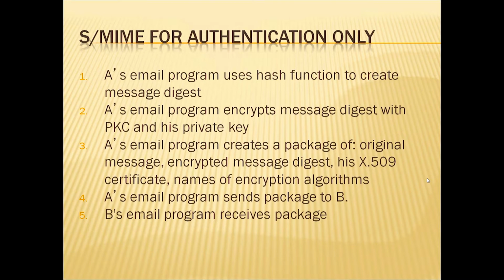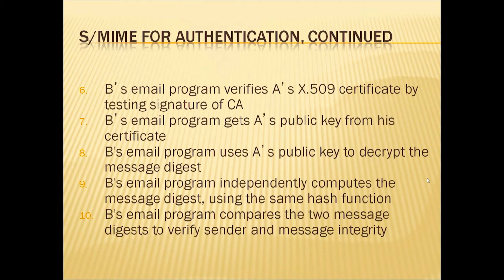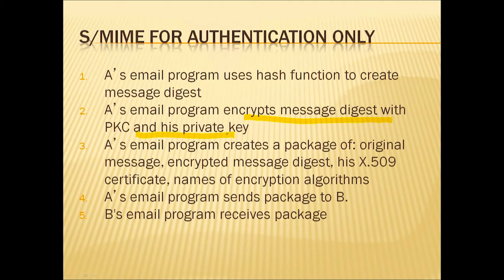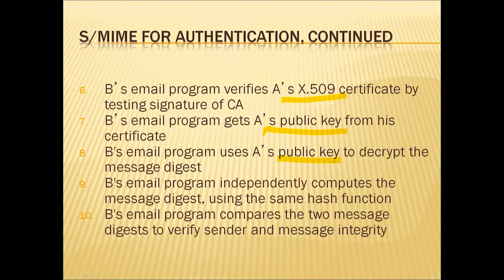So, A's email program sends the package to B, and B's email program, after receiving the message, first verifies A and gets the public key of A from the certificate sent by A. So, from A's certificate B will get A's public key. Okay. So, here it is mentioned B's email program uses A's public key to decrypt the message digest, which A encrypted with its private key. So, only it can be decrypted with the public key of A.